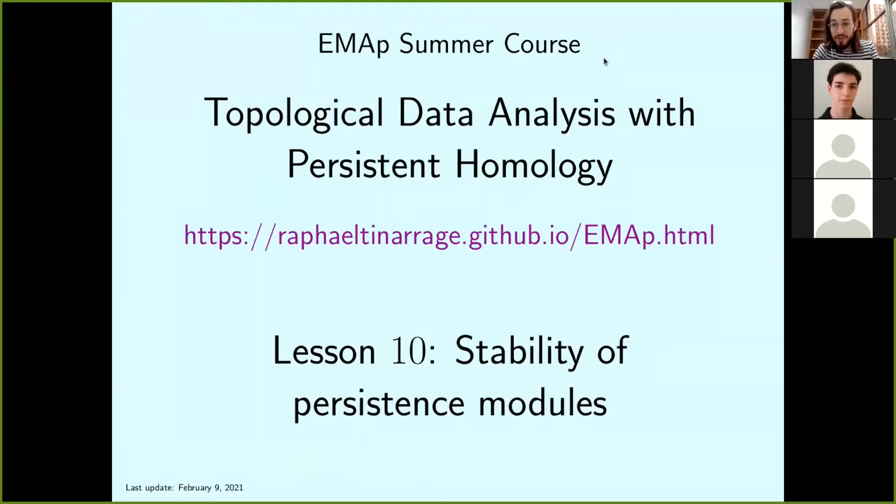I hope I did not kill you yesterday with the mathematics of persistent homology. Today, we are going to study the most important and the most famous result in persistent homology, and it is called stability. This will be the last theoretical course of this summer course, and tomorrow we will do a tutorial and apply all of that with real data sets.